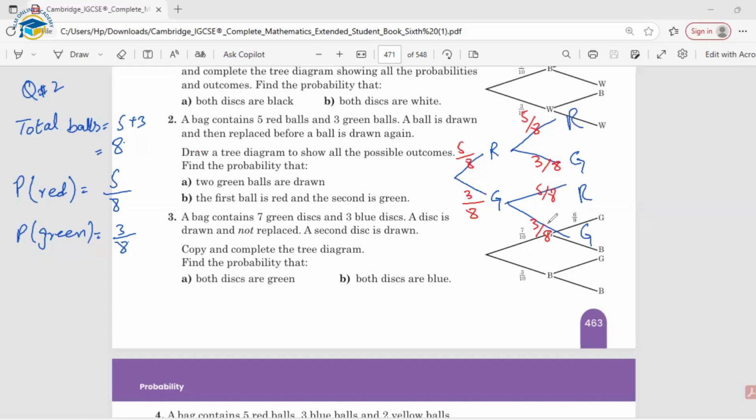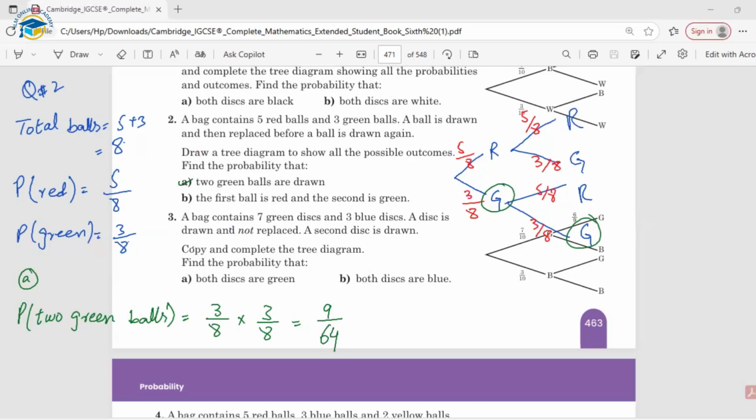Okay. Hope the tree diagram is clear. Next, we need to go on with the A part. In A part, what they're asking for is 2 green balls are drawn. Probability of 2 green balls. Okay. 2 green balls are here and here, right? So the probability for the first green ball is 3 by 8 and for the second as well is 3 by 8. So 3 over 8 times 3 over 8, this will be 9 over 64. Okay. Probability of 2 green balls.